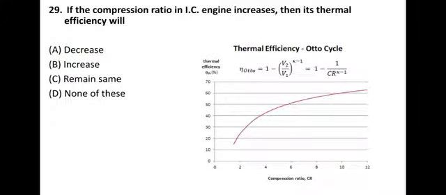Next question. If the compression ratio of an IC engine increases, then its thermal efficiency will. Answer is increases. Now you can see the formula of thermal efficiency of the Otto cycle. It is equal to 1 minus 1 upon compression ratio raised to the power gamma minus 1. If the compression ratio increases, this term will decrease, so 1 minus that term will be larger. Ultimately the thermal efficiency will increase if we increase the compression ratio.